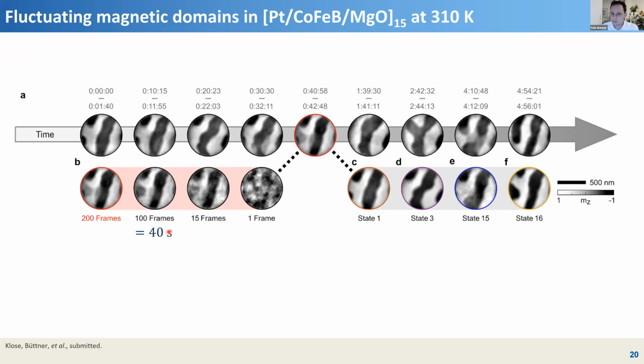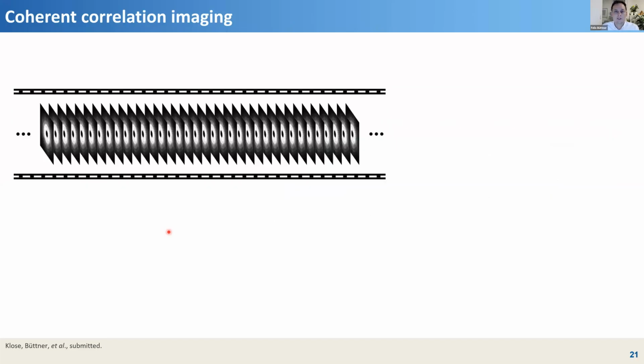So what is the fundamental problem now? Why can we not resolve dynamics that are faster than this 40 seconds, this minimum integration time? The problem is we can record lots and lots of frames on a shorter time scale, but as I said, we need to average over a lot of these frames in order to get a real space image. Now, if we do not have any information about the magnetic state of the system in these frames, then the only choice we have is to average blindly over a fixed duration of time.